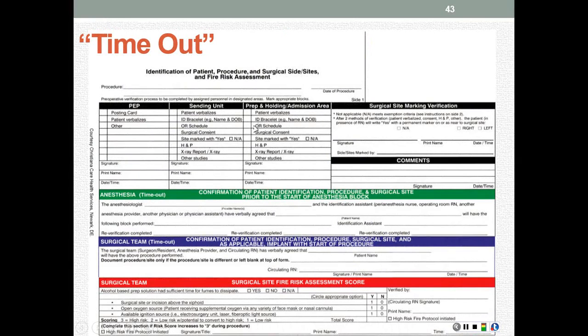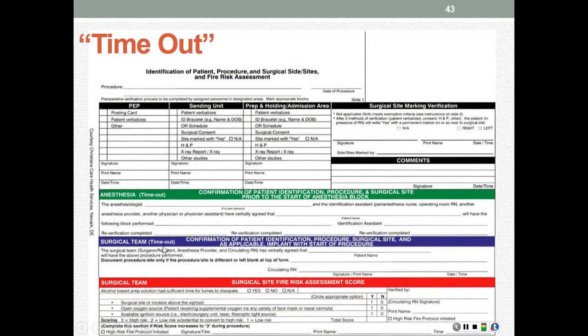Okay. The holding area, looked at it again. Okay. Somebody marked the site. Any comments? Then this place does an anesthesia timeout, confirming everything prior to the start of anesthesia.